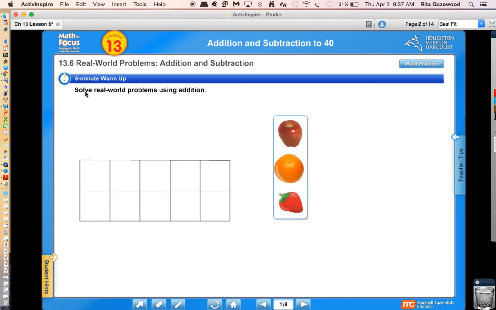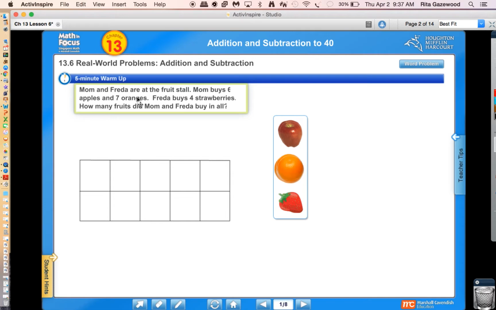Let's begin with a warm-up. We're going to solve a real-world problem using addition. Mom and Frida are at the fruit stall. Mom buys 6 apples and 7 oranges. Frida buys 4 strawberries. How many fruits did Mom and Frida buy in all?